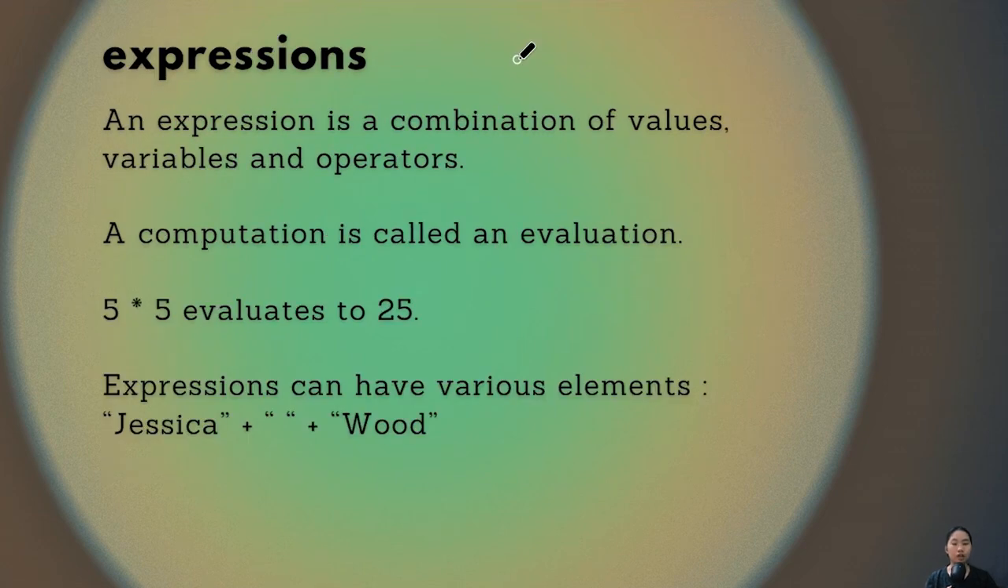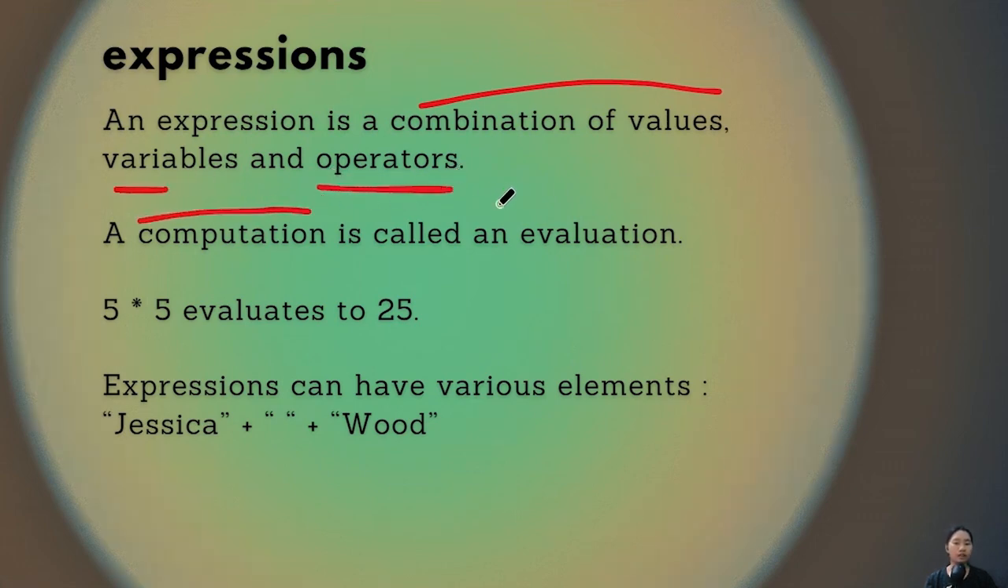Moving on to expression. What is an expression? It is a combination of values, variables, and operators. A computation, for example, is an evaluation. So 5 times 5 evaluates to 25.